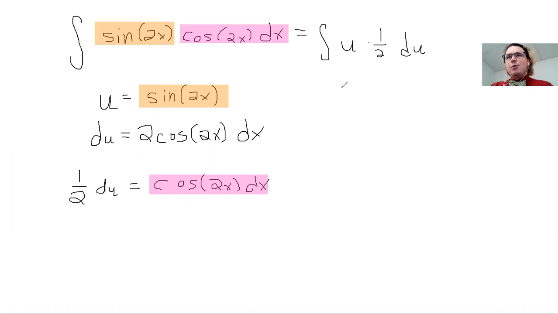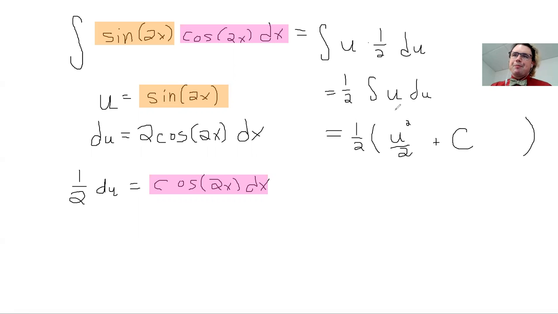Now, you might want to move that 1/2 to be outside of the integral. I can do that because 1/2 is just a constant. When I go to calculate my antiderivative, I need to increase the power of u by 1, divide by the new power, and then I'll have some constant of integration, c. I'm also going to multiply through by that 1/2. So this is really u squared on 4.